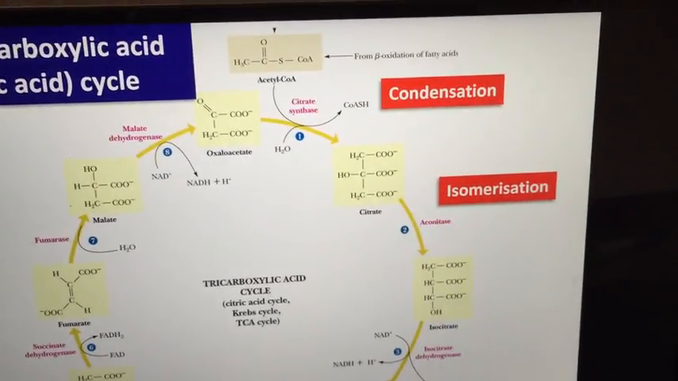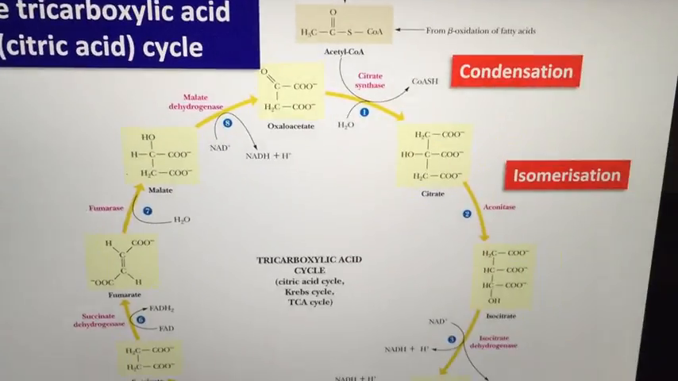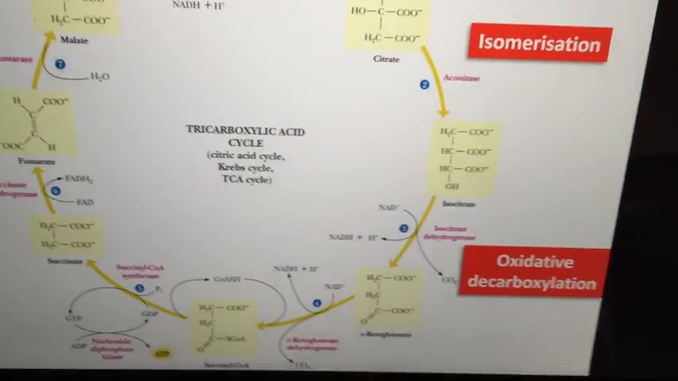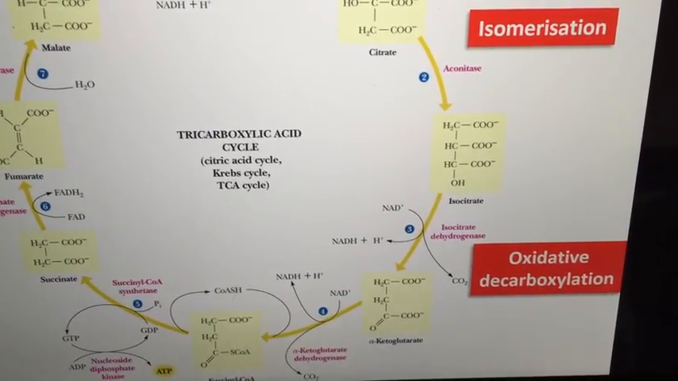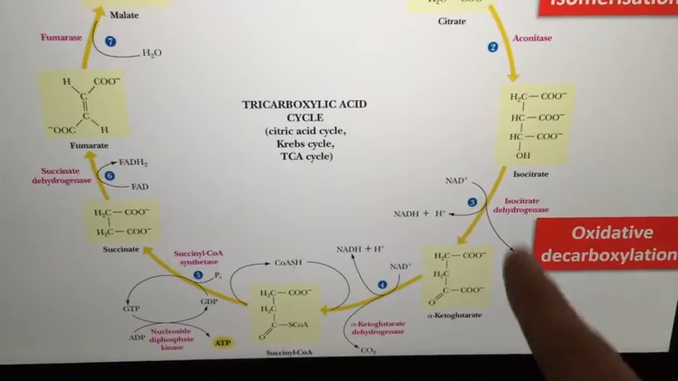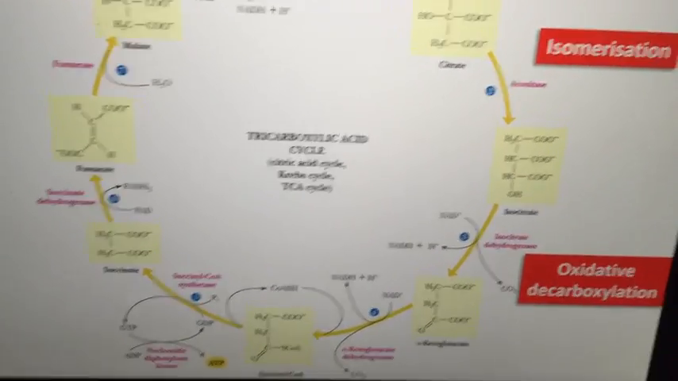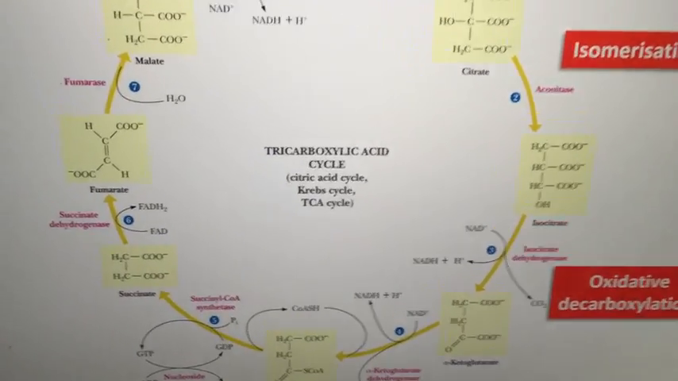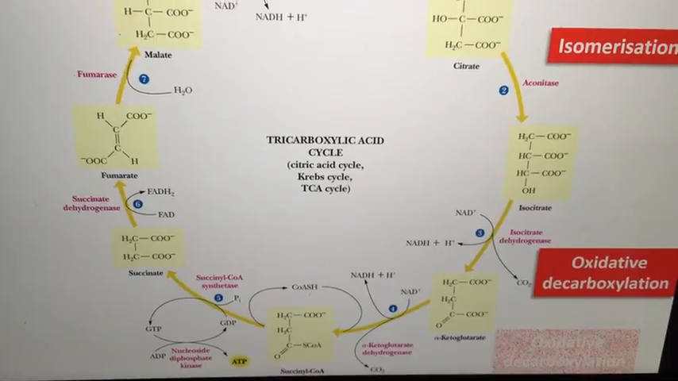The next reaction is isomerization. Citrate gets changed to isocitrate via the enzyme aconitase. Then our next reaction is an oxidative decarboxylation reaction, and here we see isocitrate is converted to alpha ketoglutarate by isocitrate dehydrogenase. Oxidative decarboxylation, we can see NADH is produced as well as carbon dioxide.